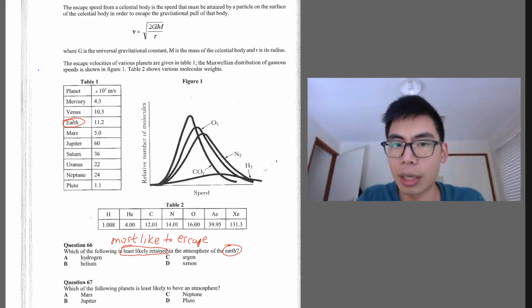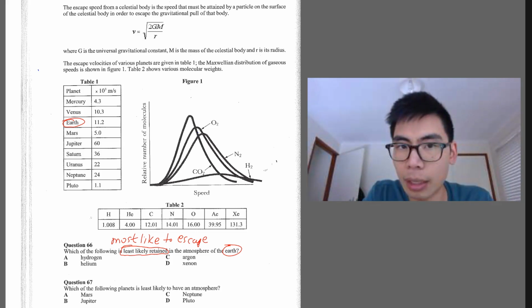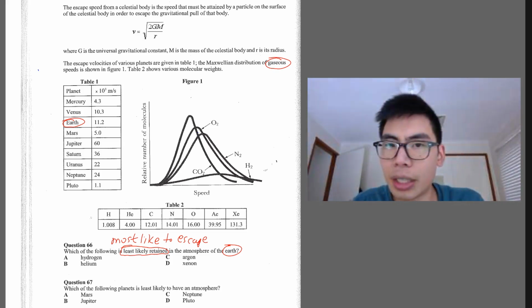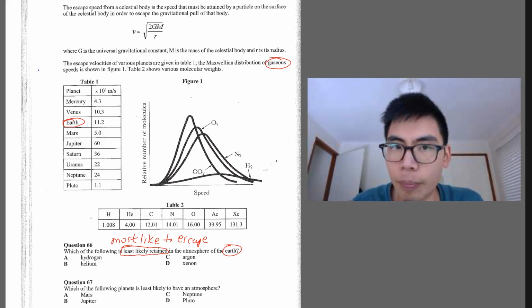And what are we talking about here? Hydrogen, helium, argon, and xenon. Most likely we're talking about gases, and they do talk about that. They do mention gases. Okay, so which of the following gases is most likely to escape? So reading the question and having a brief look at the information above, I get a better picture of what it is that it's asking.